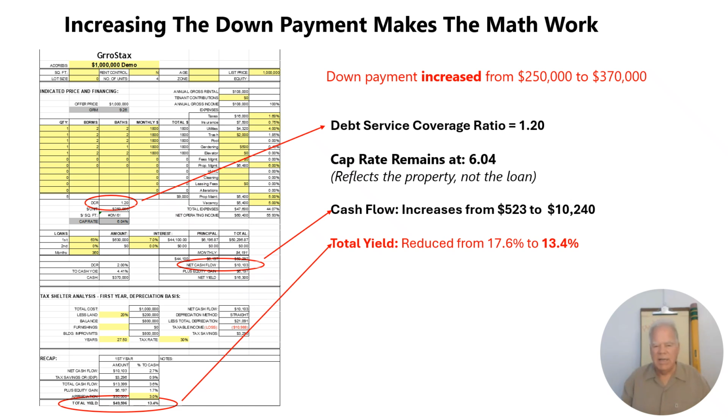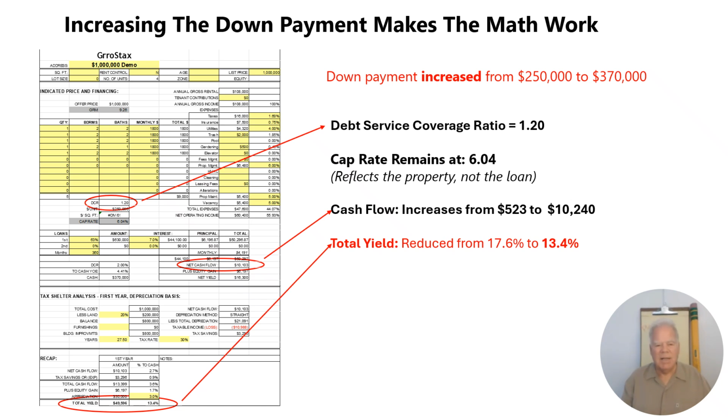Now let's fix the debt service coverage ratio in a different way. Instead of lowering the price, we increase the down payment. The purchase price stays at $1 million, but the down payment moves from $250,000 to $370,000. That reduces the loan and lowers the debt service. The debt service coverage ratio now jumps to 1.2. Coverage is no longer the issue.